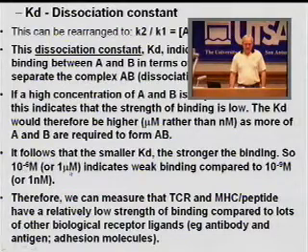So 10 to the minus 6, or 1 micromolar, indicates weak binding of the T cell receptor and the MHC peptide, compared to the 10 to the minus 9, or 1 nanomolar, for the antigen-antibody complex. So this was a little test to see how well we understood this relationship between KD and affinity. The higher the KD, the lower the affinity.